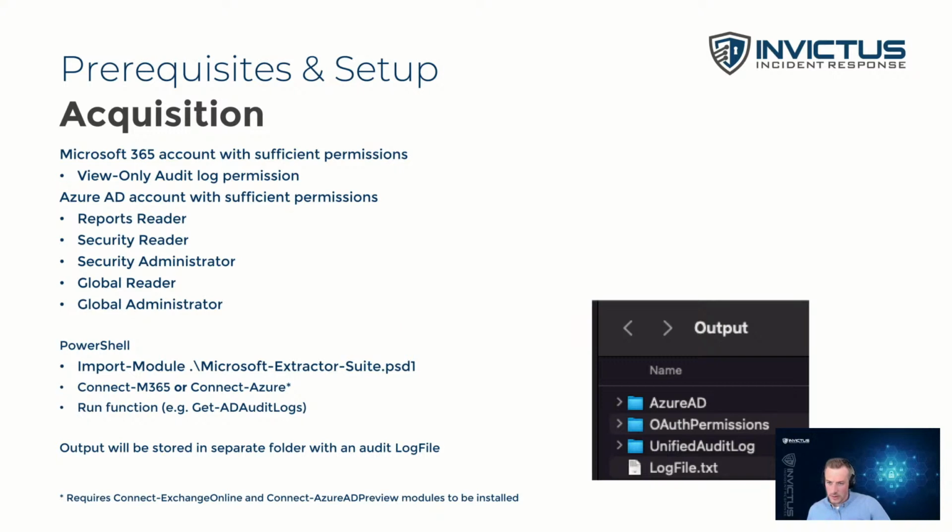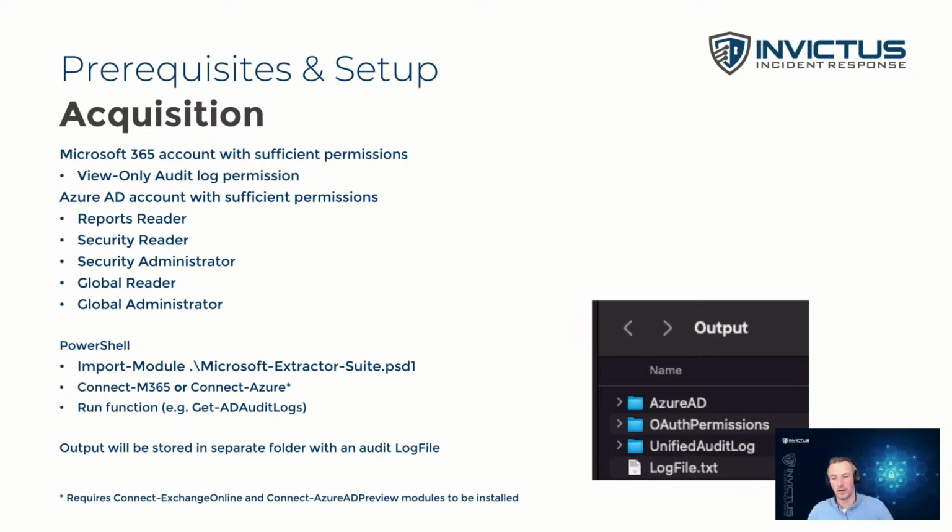On this screenshot to the right, we also want to show you that when you run the tool, there's now a new directory created automatically with the output of the specific function. So if you do an acquisition of the unified audit log, you'll get a directory saying unified audit log. If you do something for Azure Active Directory, you will see a different folder name.